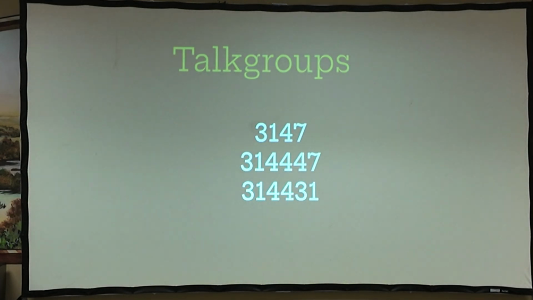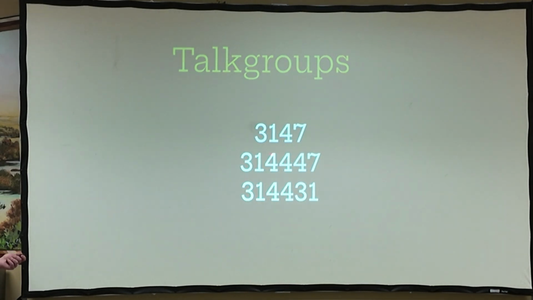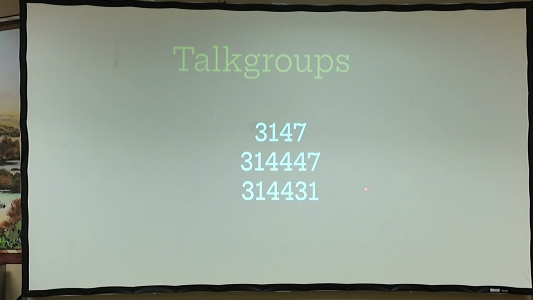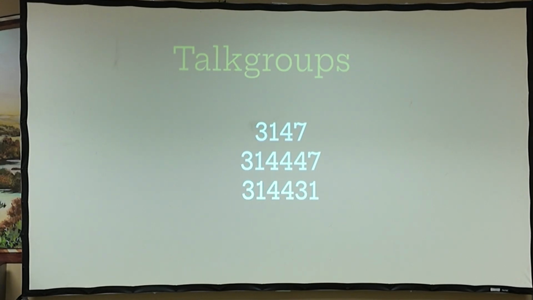And then you've got to know your talk groups. There's dozens of talk groups. We're going to program three tonight. 3147 is Tennessee. 31447. Is that right, Dan? Yeah. So that's our local repeater. And then 314431, John. That's what we're using for ARES and Skywarn. That stuff. So that's everything.